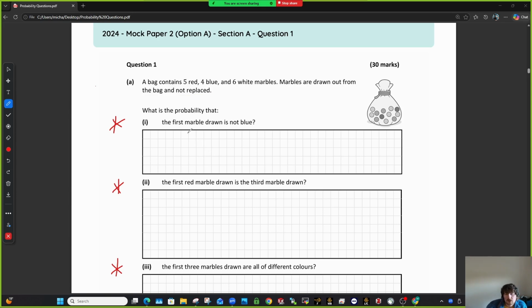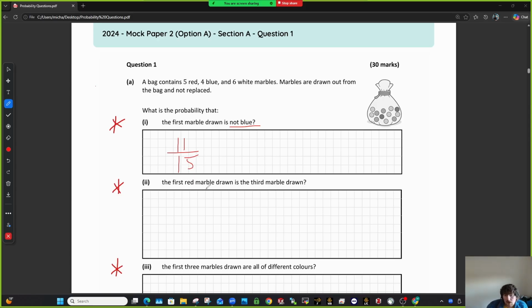Find the probability that the first marble drawn is not blue. Pretty straightforward. What are not blue in this bag? There are 5 red, 6 white, so it's really 11 over, how many is in the bag? 5, 9, 15. Yeah, easy stuff.